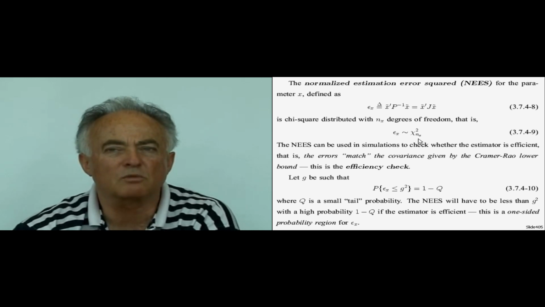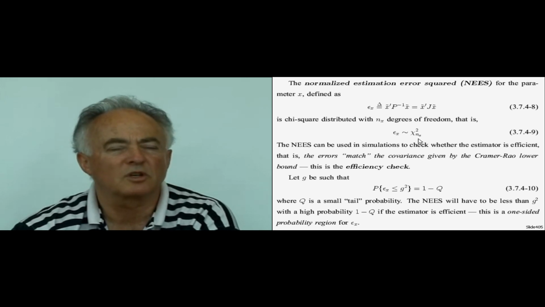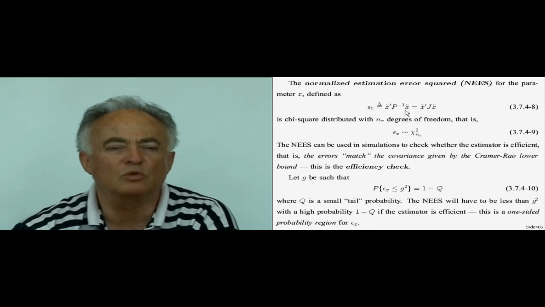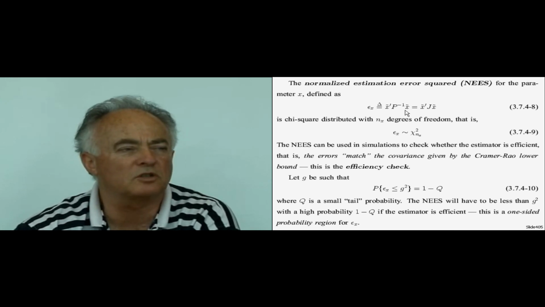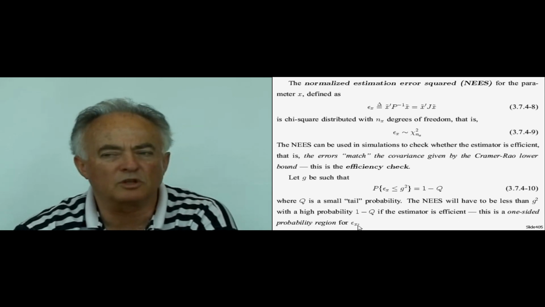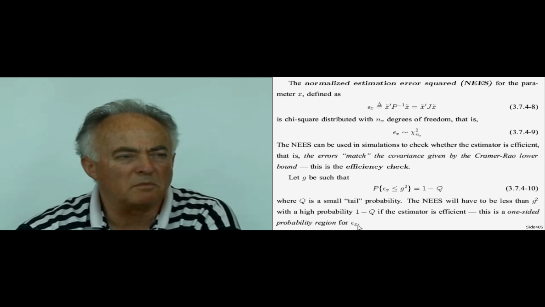Again, there is an approximation because the errors themselves, this is a nonlinear problem. Even though the measurement errors are Gaussian, the actual parameter errors are not Gaussian. Nevertheless, they are not too far in most situations, so this is a reasonable assumption. So, the NES will have to be less than g squared with high probability 1 minus q if the estimator is efficient. This will be a one-sided probability region. We cut off only an upper tail with mass q for this normalized quantity epsilon sub x.